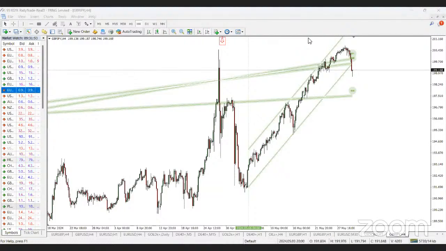Now, can you buy Euro USD now? Somebody is asking, I want to buy Euro USD now. Well, if you like, Euro USD can recover now. You can still place a buy if you like.